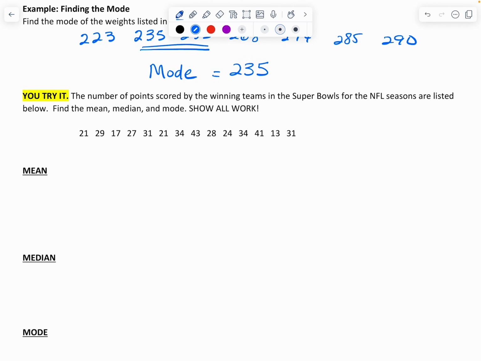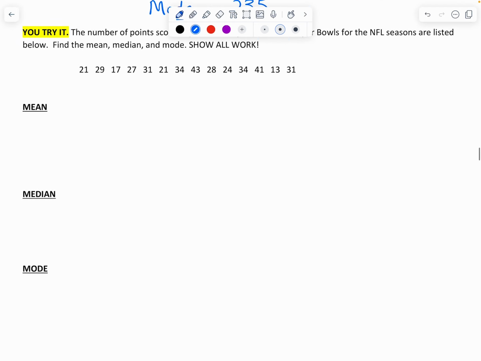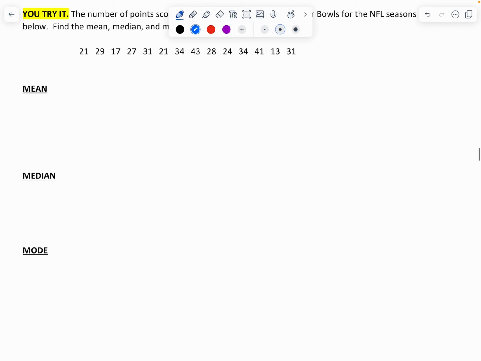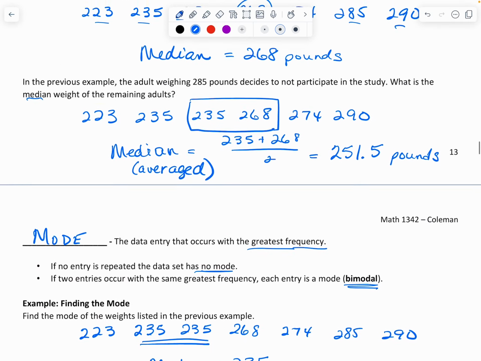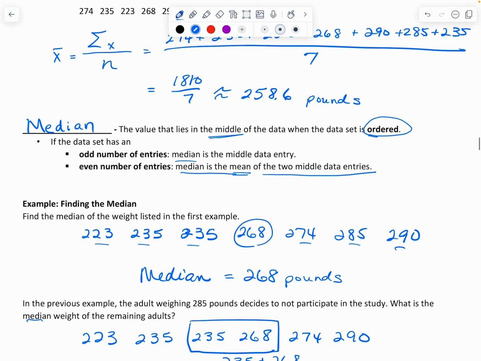Okay. Here is the points scored for Super Bowl wins in the NFL season. Find the mean, median, and mode of each one of those. Be sure to show all of your work. I do expect you to use a calculator, but I also need to see how you found your answers. So much like what I did to find the mean, I listed the numbers divided by whatever I divided by. That's the kind of work I need to see.